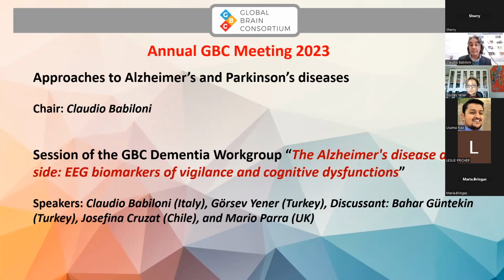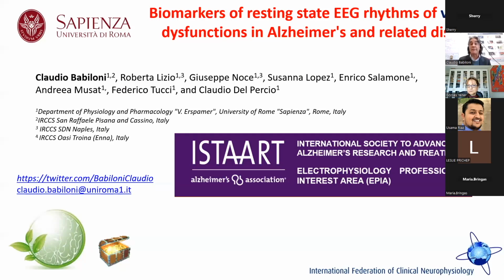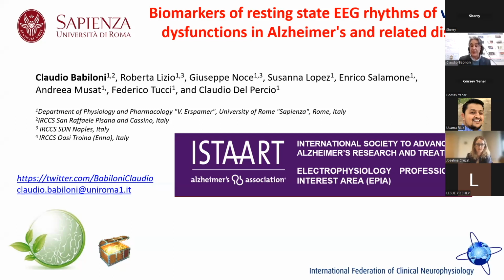In the Global Brain Consortium, we have a work group, the Global Brain Consortium Dementia Work Group, and we are happy if you get in touch with me and my co-chair of the work group, Professor Gottschalk Jenner, in order to discuss initiatives in this framework. The title of my presentation is Biomarker of Resting State EEG Rhythms of Vigilance Dysfunctions in Alzheimer's and Related Diseases. These are my co-workers. The next presentation by Professor Gottschalk Jenner will be focused on the EEG.